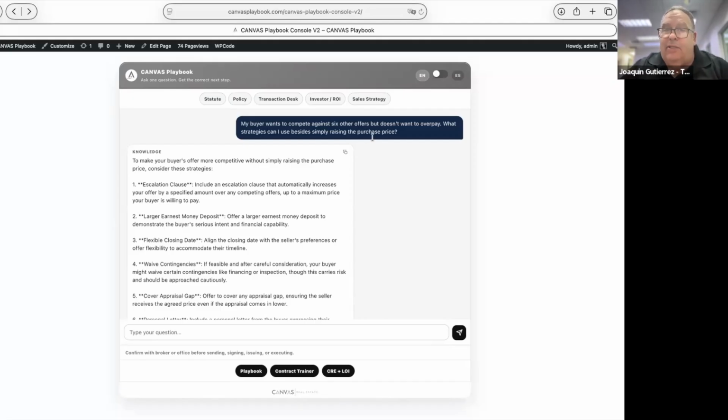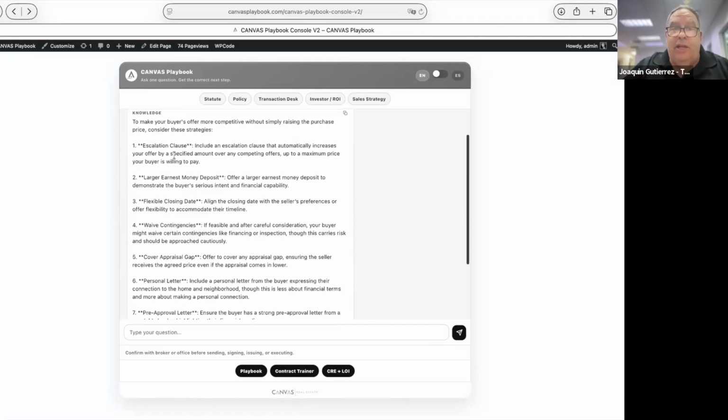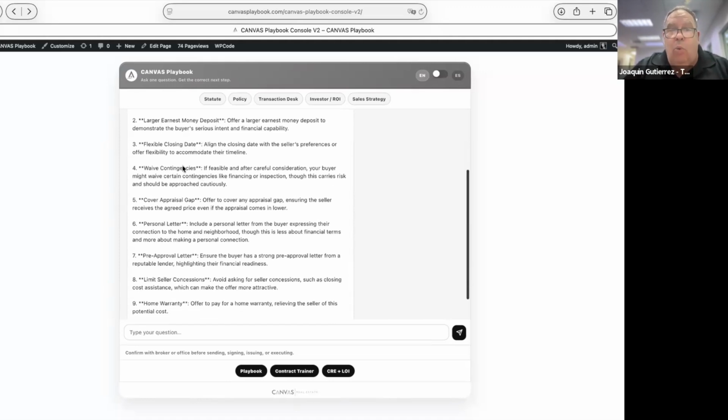My buyer wants to compete against 6 other offers, but doesn't want to overpay. What strategies can I use besides simply raising the purchase price, right? So to make your buyer's offer more competitive, you can put in an escalation clause. You could put a larger earnest money deposit, flexible closing date, and you could see that there's an explanation of everything. Waive your contingencies, right? If feasible, and after careful consideration, your buyer might waive certain contingencies like financing or inspection, though this carries risk and should be approached cautiously, right? So you have all these explanations.